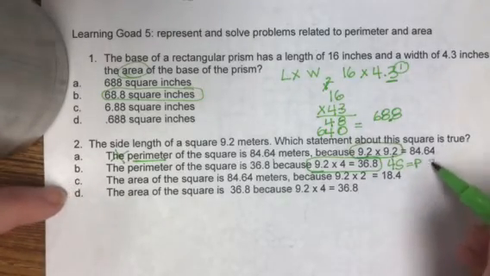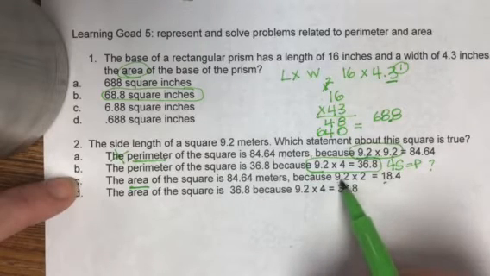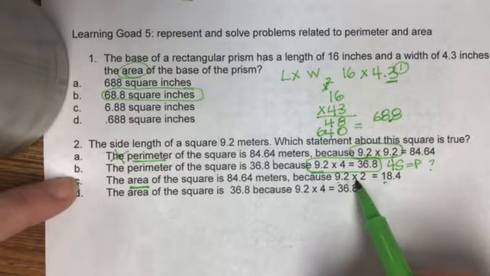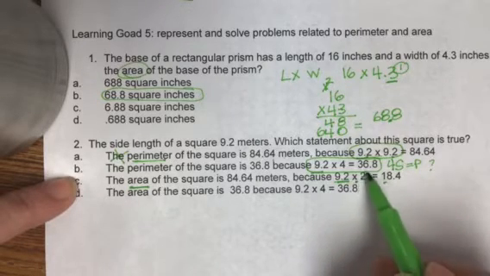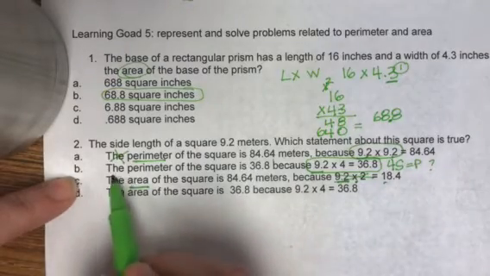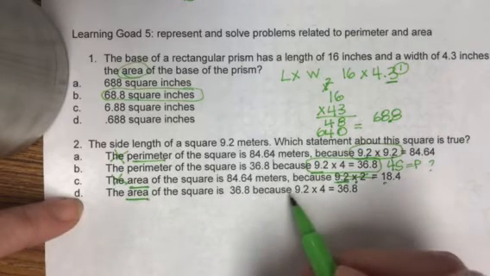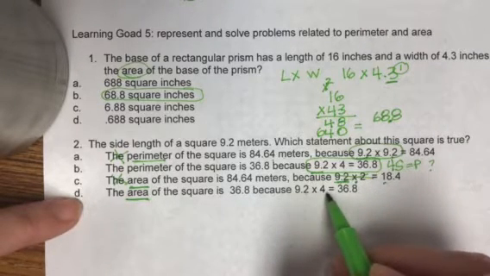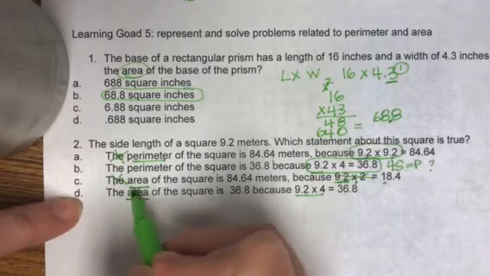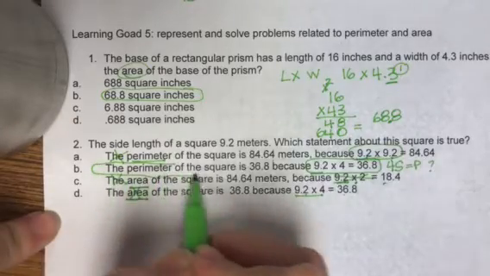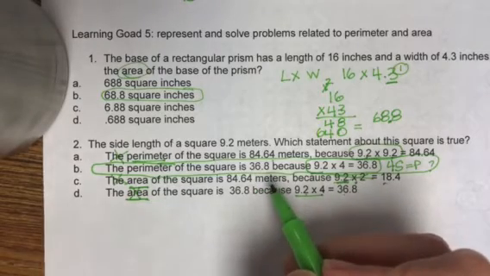So that's a maybe. The area is 9 2/10 times 2. No, the width is the same as the length because all sides are the same. So that's not the correct multiplication to find the area. So that can't be the answer. And the area is 9 2/10 times 4, which makes 36 8/10. Cannot be true because that's how we find the perimeter. So the only answer that is true is that the perimeter is 36 8/10 inches.